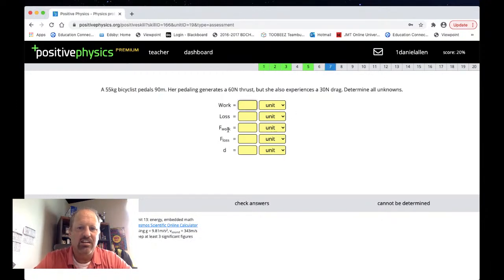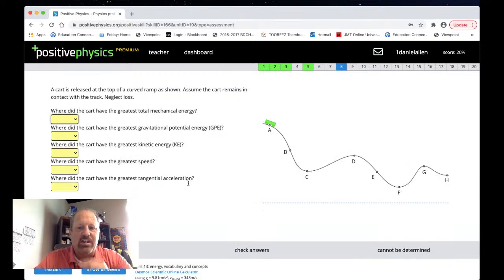Same kind of thing here. Force of work, force of loss, etc. Remember force. Pedaling generates 60 newtons thrust. That's the force of work. She also experiences a 30 newton drag. That's the force of loss. Okay? And then here we go.